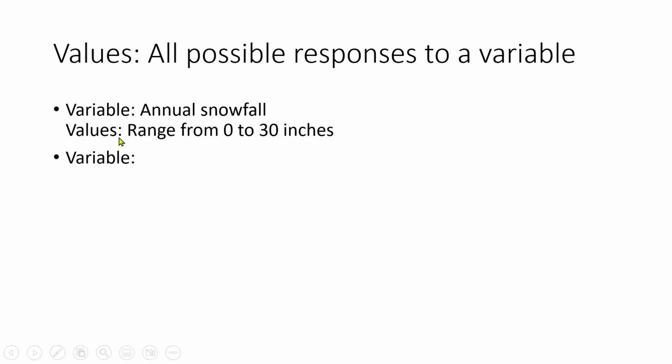I didn't write that full down. And the values could range, they would all be numbers, and they would range anywhere from, I don't know for sure, 0 to 30 inches maybe. I don't know how much snow you really get here, but it could be higher. So those are the values, all the possible responses to that. Not all the actual responses, but the possible responses.